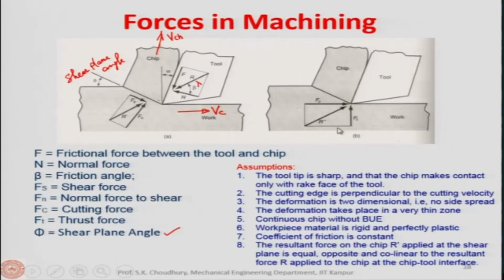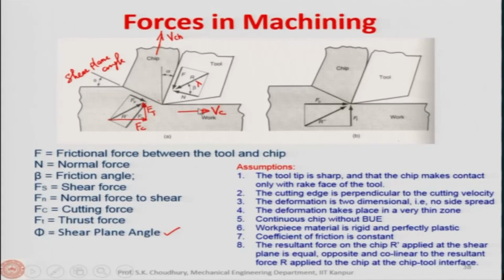In fact, here only you can show that the same r prime we can actually resolve into two more components. One component will be parallel to the Vc and another component will be perpendicular to the Vc. So, this is called the cutting force, the Fc, because this is parallel to the Vc. Therefore, this force will be responsible for the power consumption, because Fc and the Vc product is the power, all right, and Ft, perpendicular to Fc, will always be the thrust force.